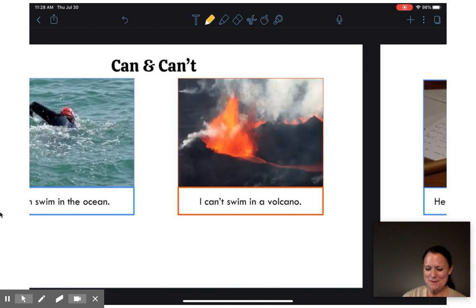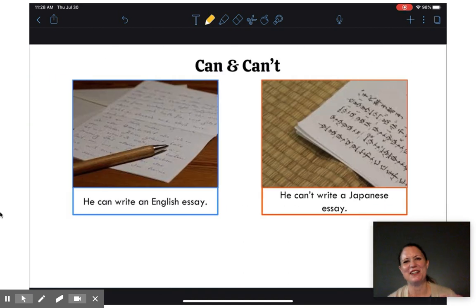Let's keep going. This one's better, right? He can write an English essay. He studied English. He's a really good student. He's been paying attention to our O340 writing lessons, and now he can write a good essay. But he never studied Japanese. There is no 340 Japanese course for him to take, so he can't write a Japanese essay. That's okay. I can't either. I mean, not many, you have to study it.